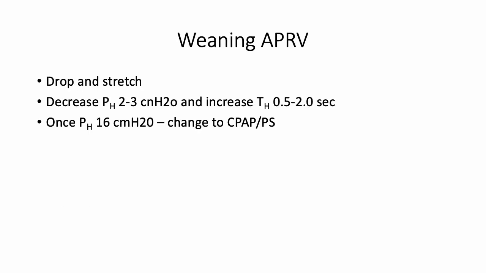Weaning APRV, there are two options really when a patient improves. You can either switch them back to conventional ventilation, or you can so-called drop and stretch. So this would be where you sequentially decrease your P high and increase your T high gradually. So what you tend to get towards is a lower pressure for a longer time. So it almost becomes like a CPAP type mode. And when you get to that point, you can switch them to CPAP pressure support. We tend not to do this very often. It's very difficult to do. Some units do this very well. We would tend just to switch back to conventional ventilation or CPAP pressure support.